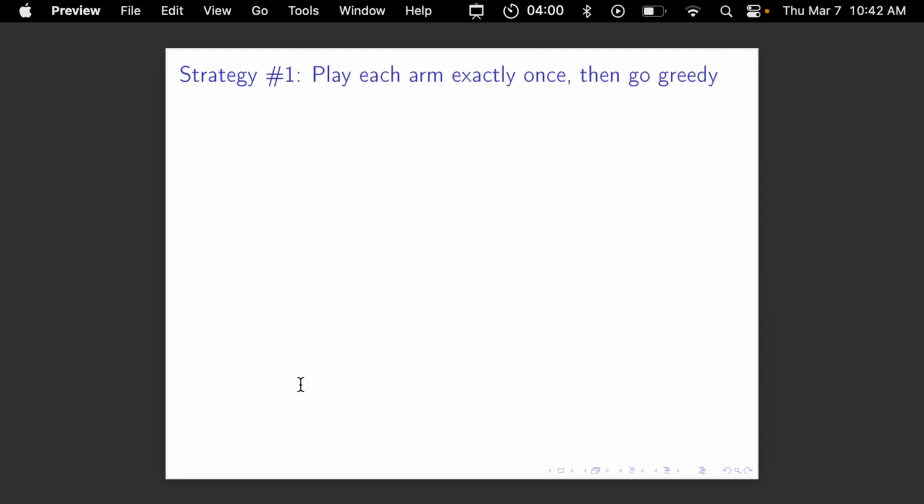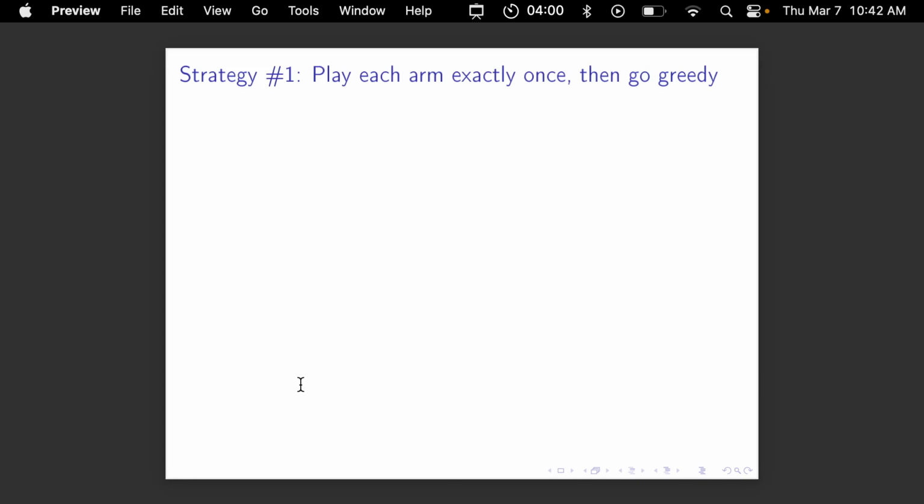Here is an upgraded strategy, which is play an arm exactly once and then go greedy after that. And this, again, you can think of as an epsilon-greedy strategy, where in the first round, epsilon equals 100%. Oh, it's not exactly that. Okay, this is slightly different because I'm not picking randomly. I'm just going to play each arm exactly one time.